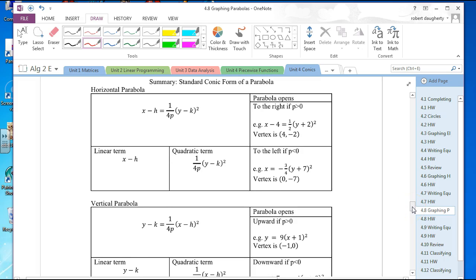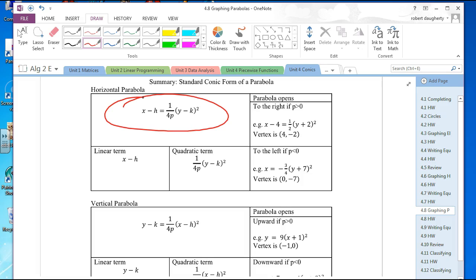So this is our summary. You've got 2 different forms. This is what a horizontal parabola looks like. You've got a linear term for x, quadratic term for y. And then this will open to the right if p is positive, open to the left if p is negative.